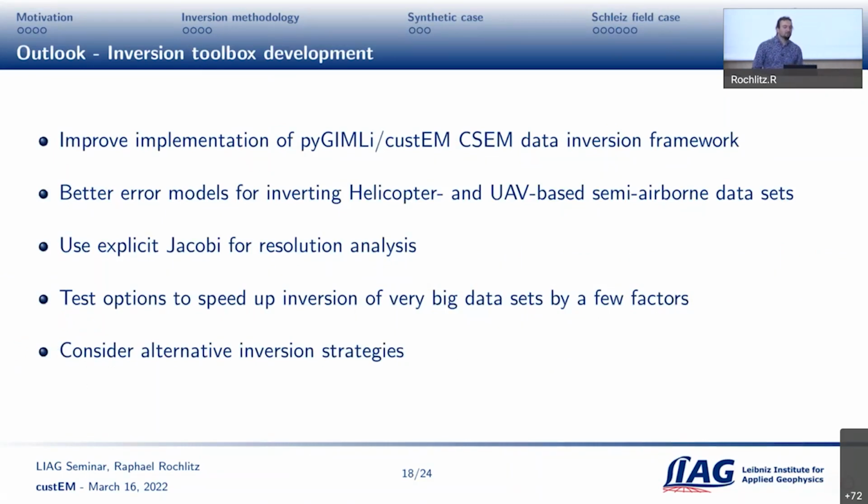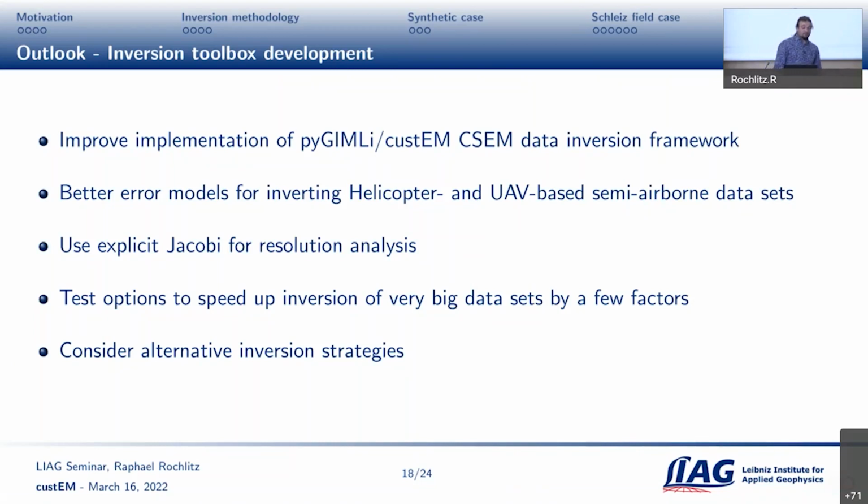So what do we want to do now? We need to improve the implementation of our pyGIMLi and cusTEM inversion framework. So basically everything works, but we want to program it more comfortably, also for external users. We need better error models for our helicopter and UAV-based semi-airborne datasets. So for now, we mainly use a constant error of 5% and the absolute noise level, but it would be better to have an error model based on our data processing.